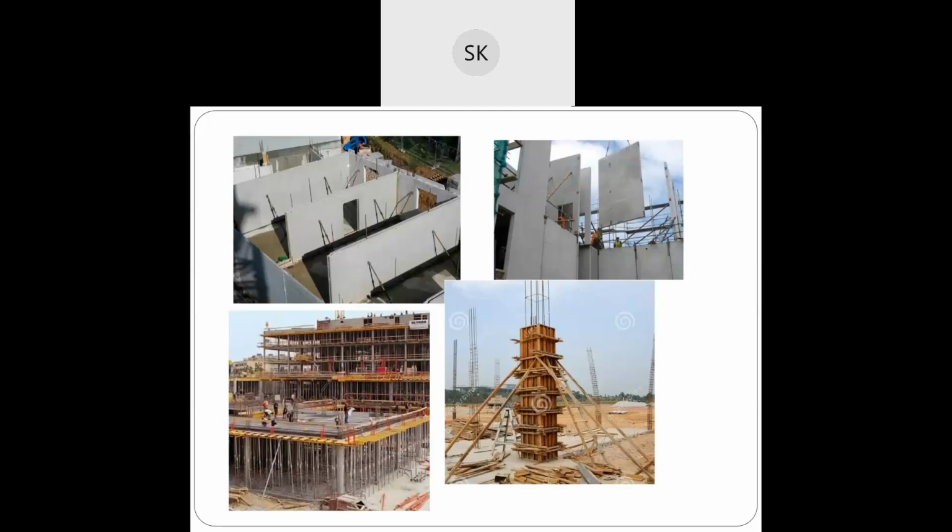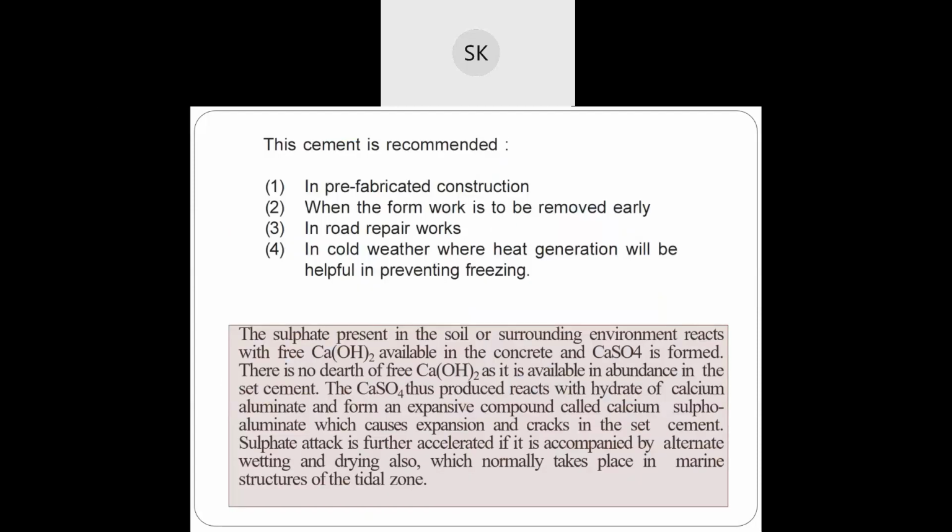Now, these are some examples where rapid hardening cement is used. Basically, it is used in large constructions where you need to work quickly. This cement is recommended in prefabricated construction where you have to remove the formwork very early, and in road repairs.